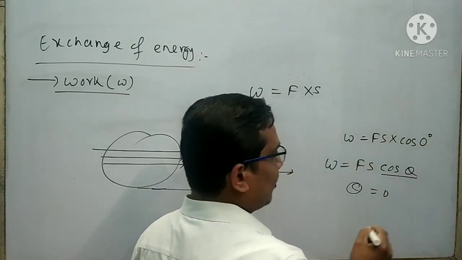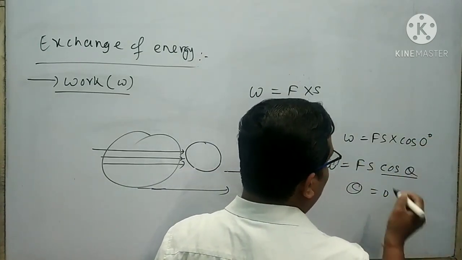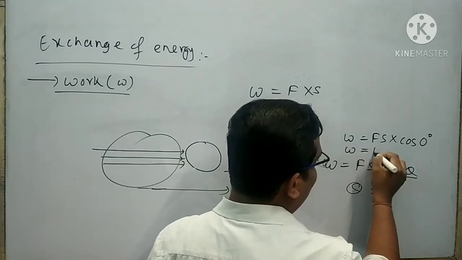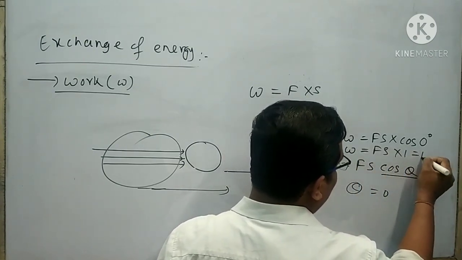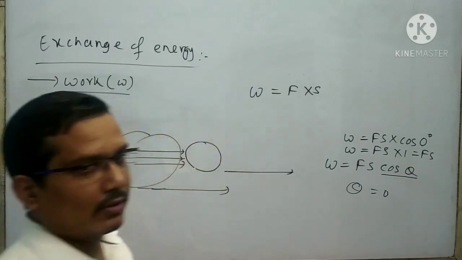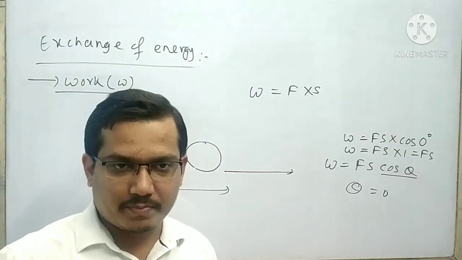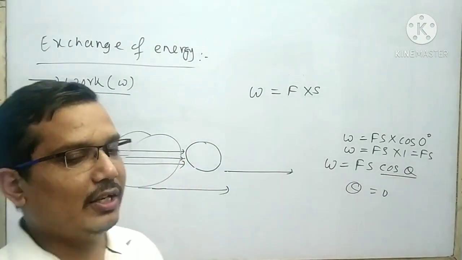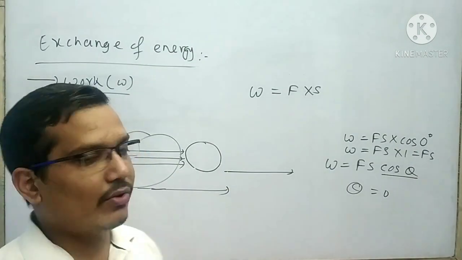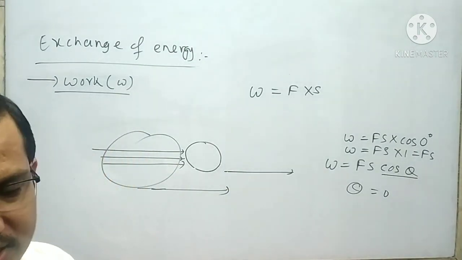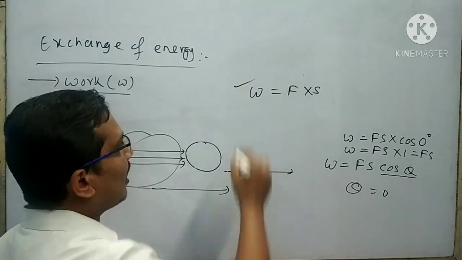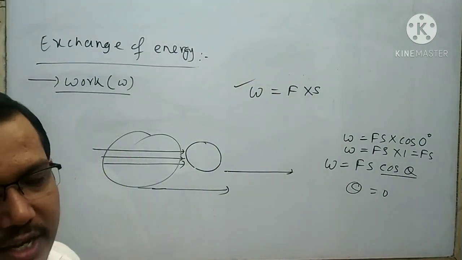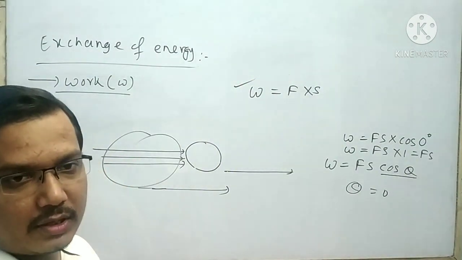We know that cos 0 degree is equal to 1. So here I can write W equal to Fs into 1 equal to Fs. So in case of chemistry, generally we can write W equal to F into S. Remember this formula. By the help of this formula, we can do many problems.